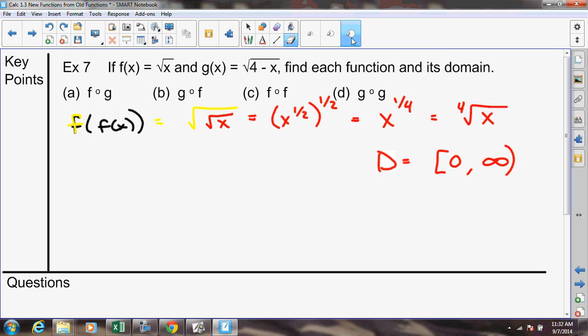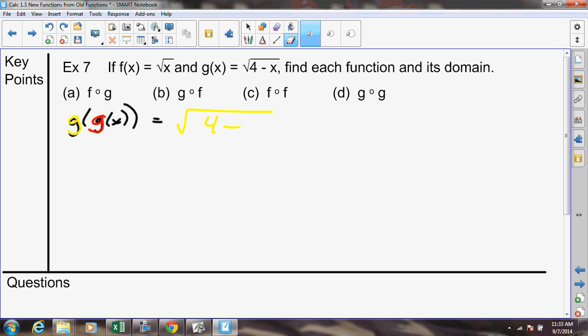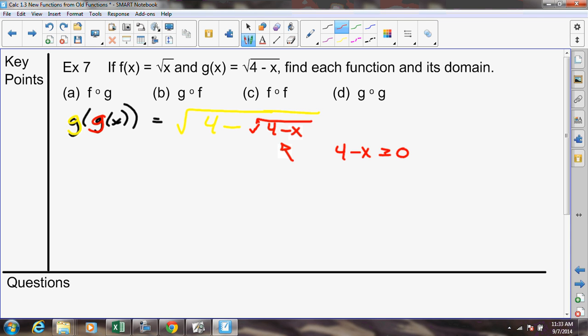Erasing that and moving on to part D. We have g composed with g. So I'll start off and say g is the root of 4 minus x, but we'll replace that with another g. So when we erase the x and replace it with another function of g, we have 4 minus x. And here we go. This is very similar to part B now. This piece here in the red tells us this has to be greater than or equal to 0. And we looked at this exact inequality earlier. We already know that's a piece that tells us x has to be less than or equal to 4.